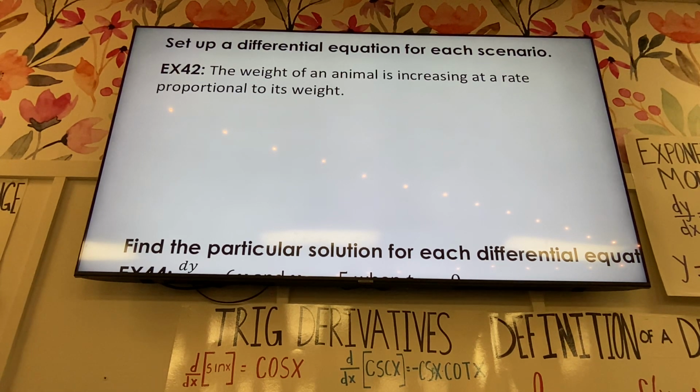All right, now the beginning questions here, this is going to be like the very first lesson where you're taking the words and you're writing a differential. So this is the weight of an animal is increasing at a rate. So right there, a rate is telling me that it's d something, d something. And what's increasing is the weight. So it's going to be dw, and we're in terms of time because this is a real life situation.